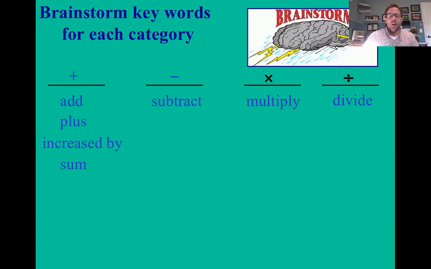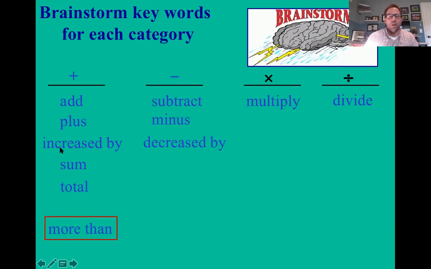The word sum has something to do with adding. Total, and then the word more than. Okay. All right, let's move on to the next column. We've got subtract, minus, decreased by. So over here we had increased by. Now we have decreased by. We have diminished by. We have difference. And then we have the word less.